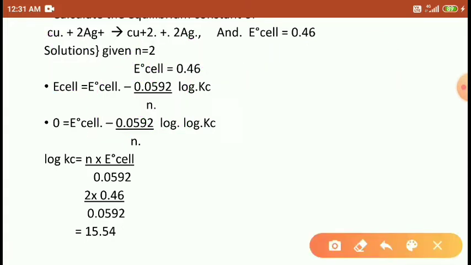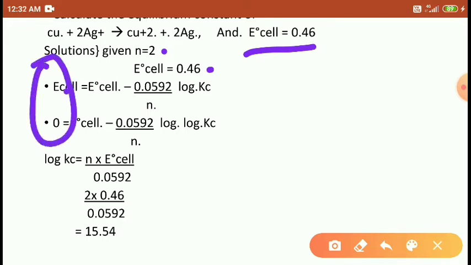Then you apply the Nernst equation. E cell is equal to E naught cell minus 0.0592 by n log Kc. In our solution, the n value is 2 because 2 electrons are transferred from copper and 2 electrons are accepted by the silver. So n is equal to 2. The E cell value is 0 because at equilibrium the E cell value is 0.